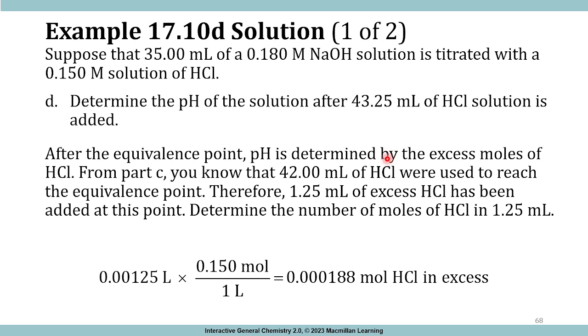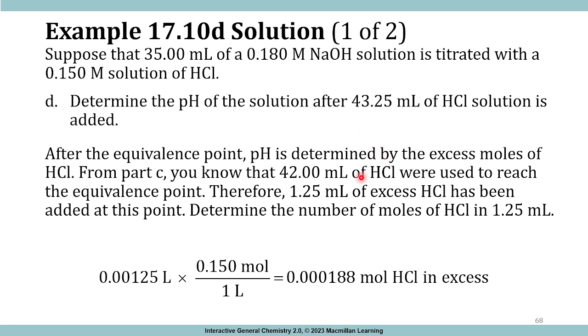We've already done one way of doing this. I'm going to actually show you a different way of doing this, okay? So if you know your equivalence point, well, that's the amount that it takes to neutralize it, right? Your moles are equal at that point. So any amount beyond the equivalence point is excess, isn't it?